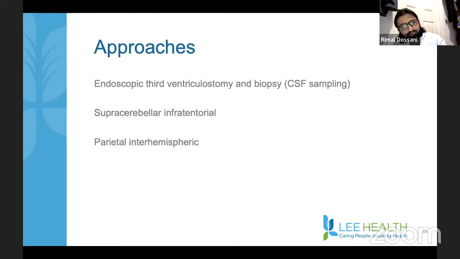And the third more common approach with respect to resection of these tumors is the parietal intrahemispheric. Surgeons who do a lot of pineal region surgery will choose between the supracerebellar infratentorial versus the parietal intrahemispheric approaches just based on the venous anatomy on the MRI and what approach will cause the least disruption of these critical venous structures in the deep venous system.